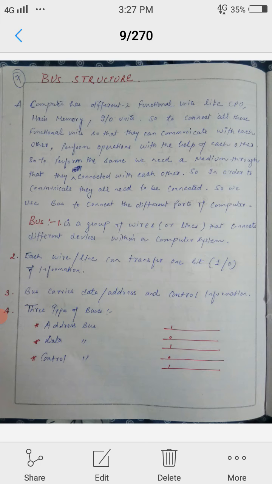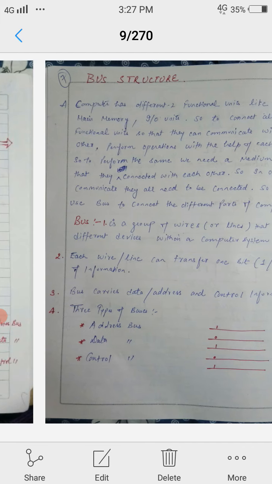Next we discuss about the bus. Bus is a group of wires or lines that connect different devices within a computer system, and each wire or line can transfer one bit of information. As you see in the diagram, in the bus, each wire or line can transfer one bit of information. It can be either 1 or 0. Next, bus carries data, address and control information, and there are three types of buses which are address bus, data bus and control bus.